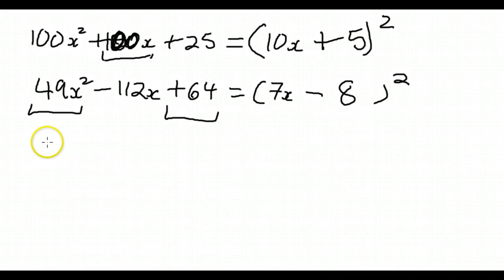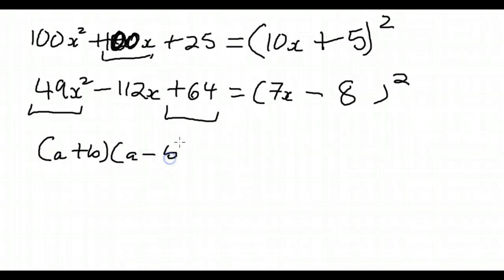Difference of squares, where does that come from? Let's look at the general case. If I have a plus b times a minus b, so these are actually known as conjugates. Same two terms, once with a plus in between, once with a minus.